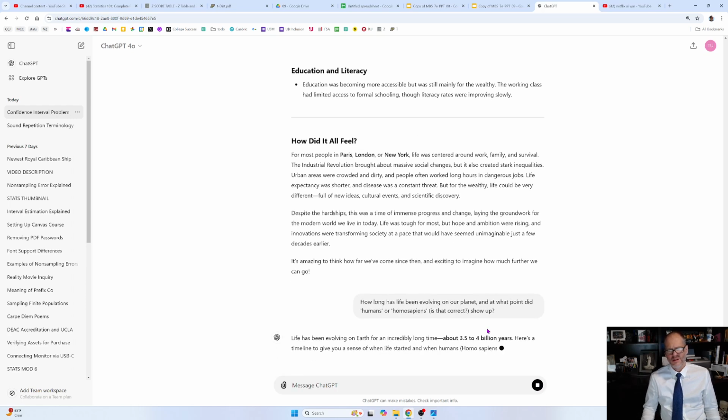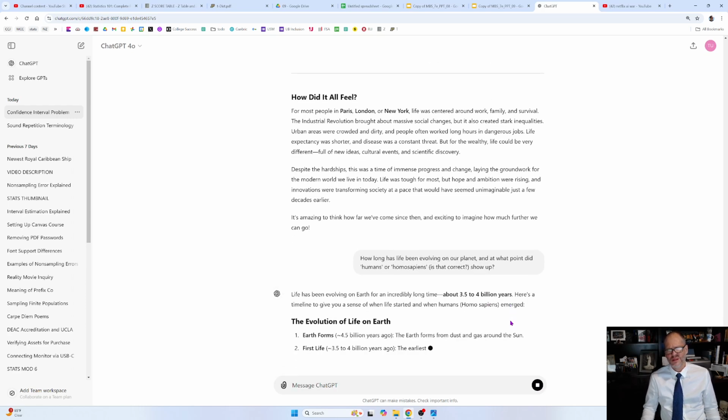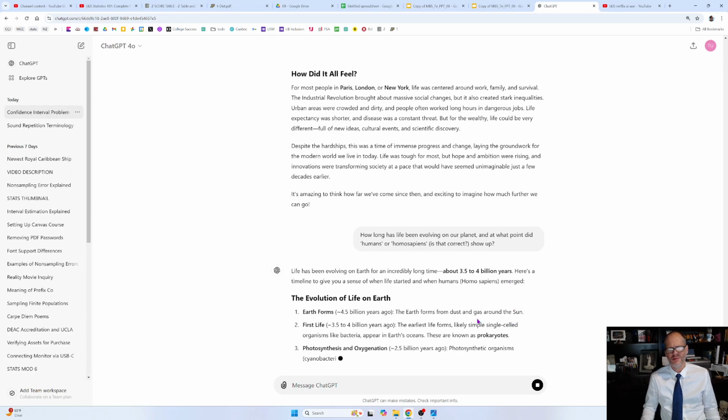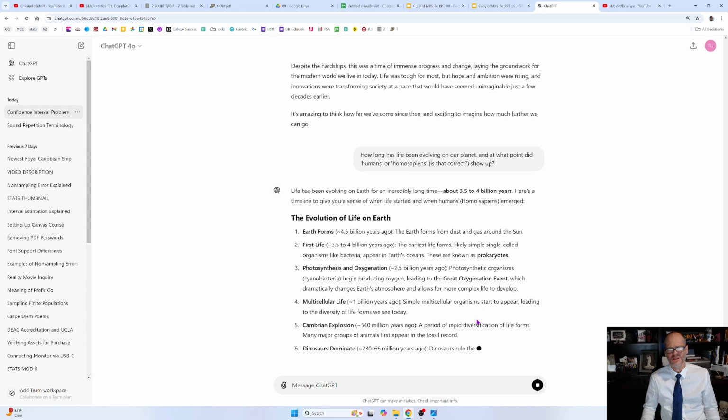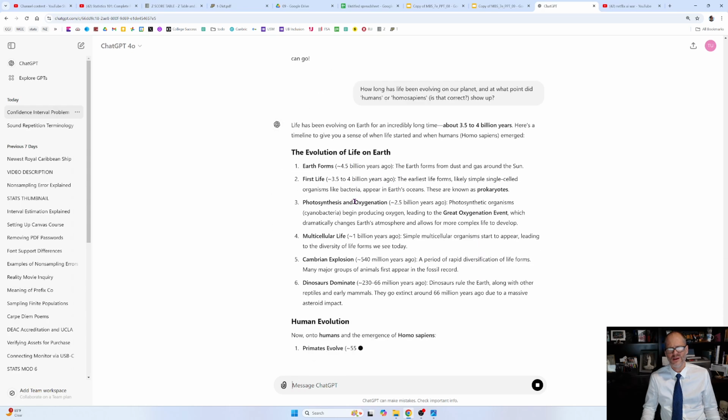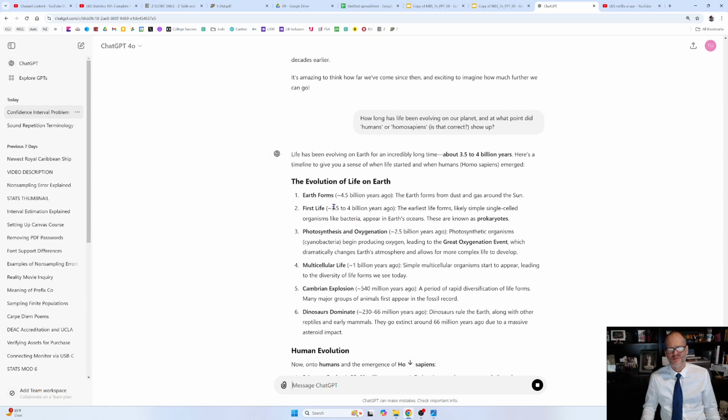Life has been evolving on Earth for 3.5 to 4 billion years. Here's a timeline to give you a sense of when life started and when humans, Homo sapiens, emerged. Earth forms 4.5 billion years ago. First life, 3.5 to 4 billion years ago. The earliest life forms, simple single-celled organisms like bacteria, appear in Earth's oceans. These are known as prokaryotes.